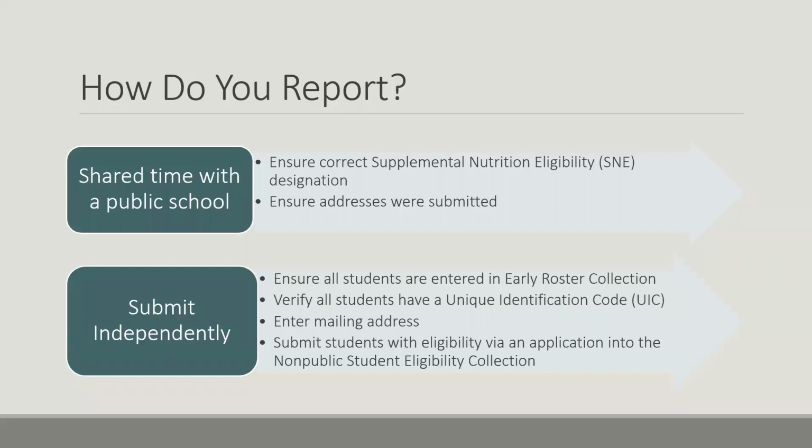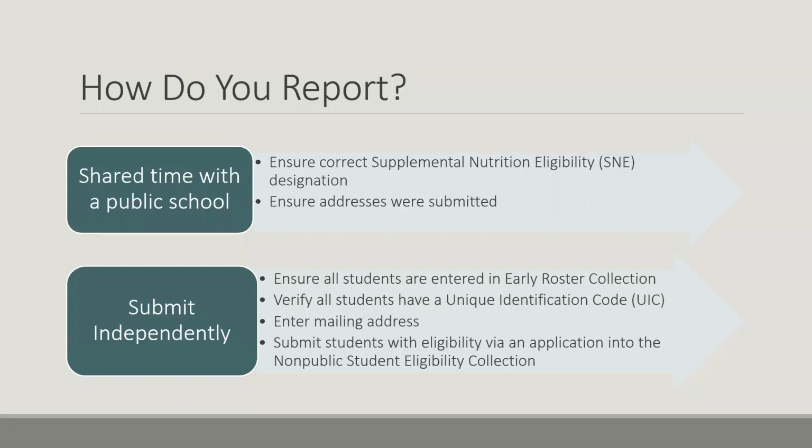Traditionally, there were two reasons that non-public schools might need to submit data into the Michigan Student Data System. One, to submit students into the early roster collection and generate a direct certification list. And two, to validate and create unique identification codes, or UICs, for students. This process does not account for students that receive benefits from a free or reduced price application approved at the local level, or household members that are matched through extended eligibility.